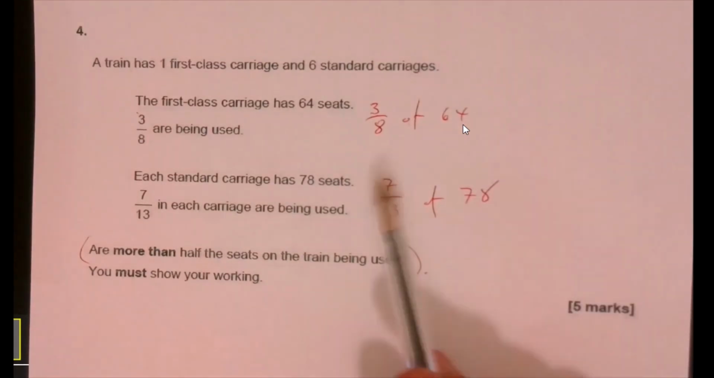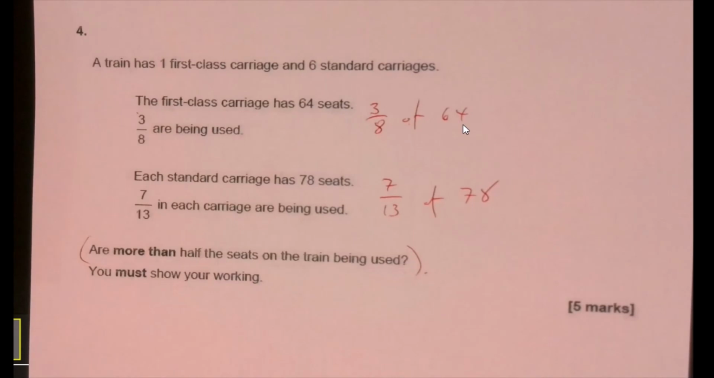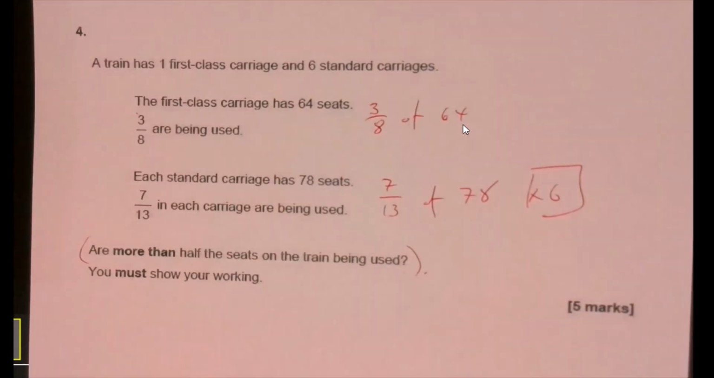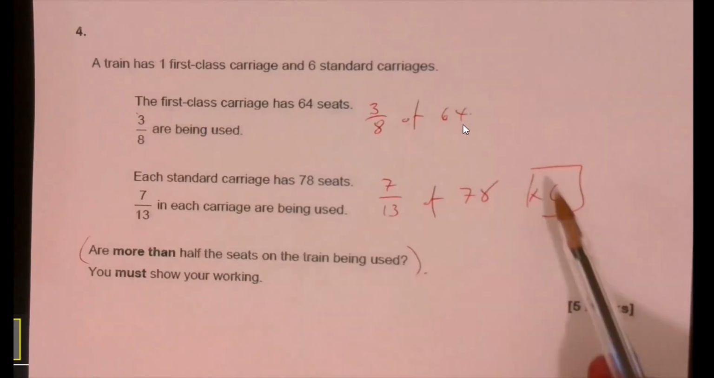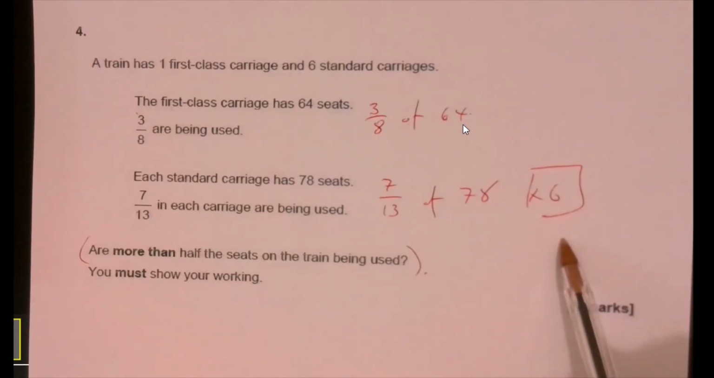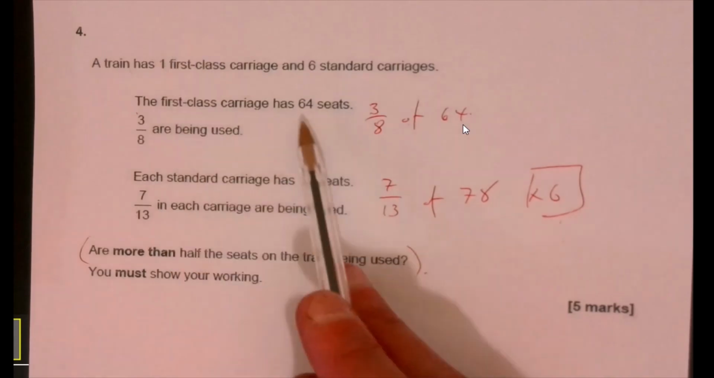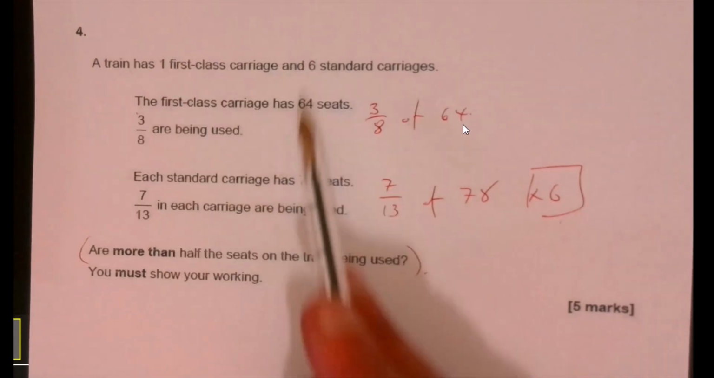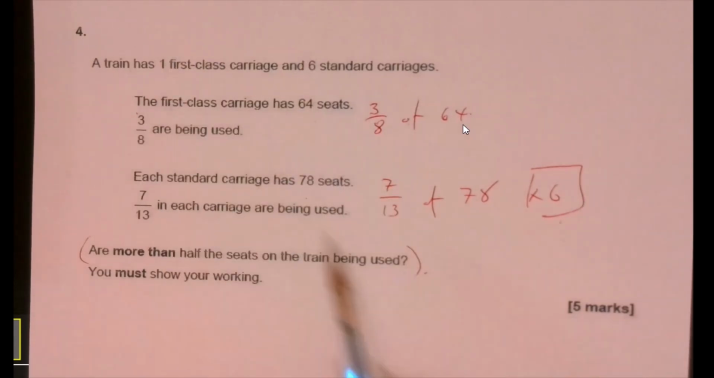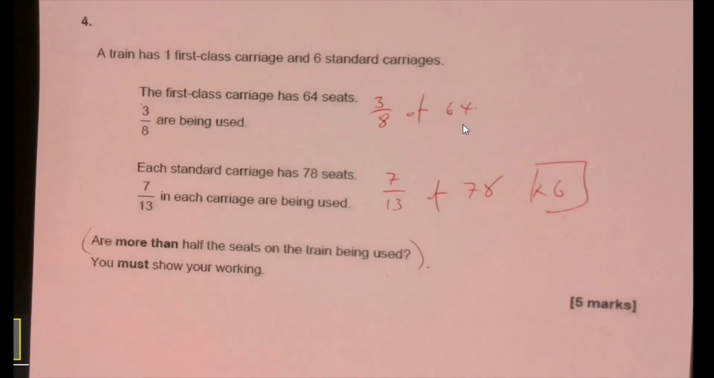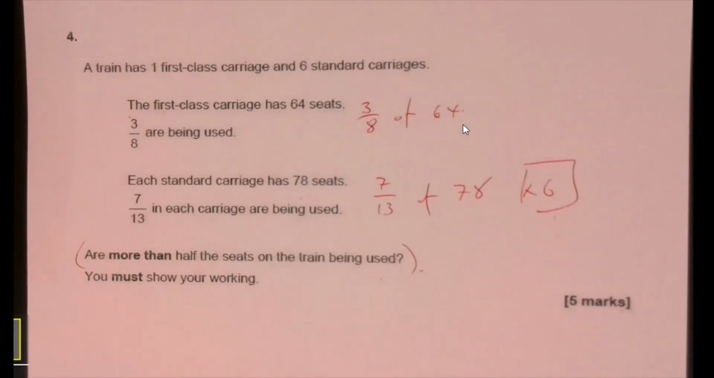1/13, 7/13. And then you've got 6 of those, so you're going to multiply that by 6. Now you can work out how many seats are being used. Once you've got how many seats are being used, you should be able to work out how many seats there are altogether. Show that clearly, because you've got 1 of them and you've got 6 of those, and then you should be able to tell me the answer to this question. 5 marks. That's the kind of question that you need to be able to work through and you need to be able to get right. Okay, so good luck.